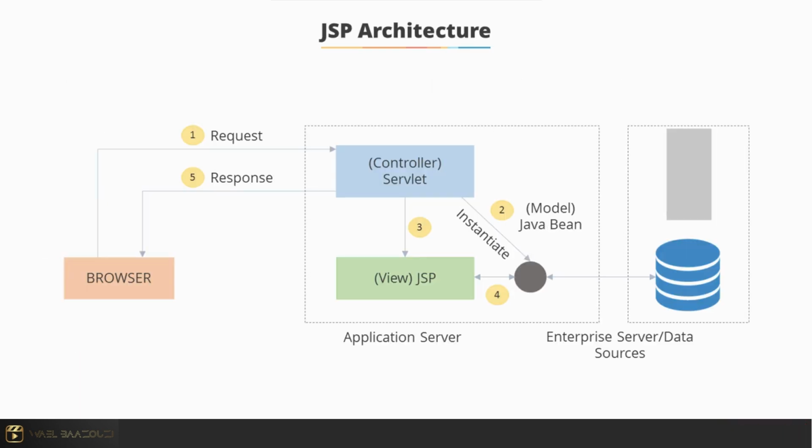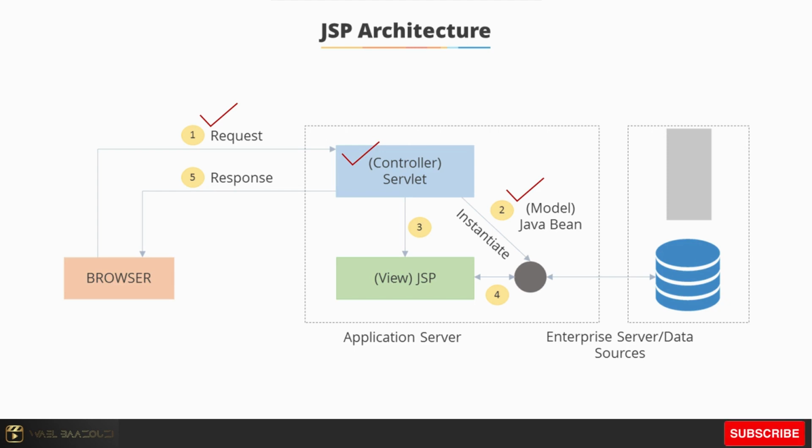Here is the JSP architecture. We have a browser that sends a request to the servlet. The servlet plays the role of a controller in a typical MVC or model view controller pattern. The controller may forward the request to a Java bean, which is a Java class which acts as a model and defines the structure of the data. The Java bean gets instantiated.